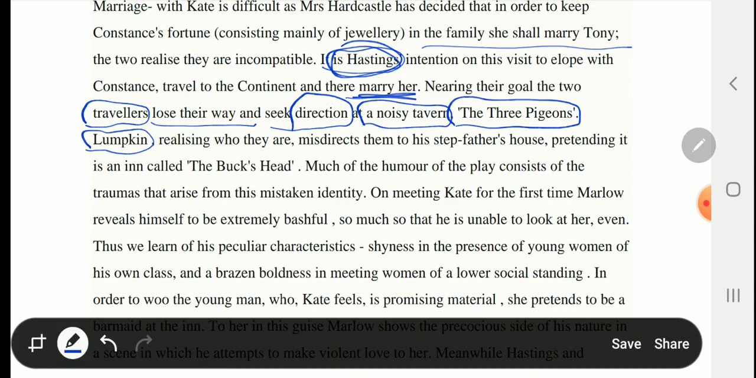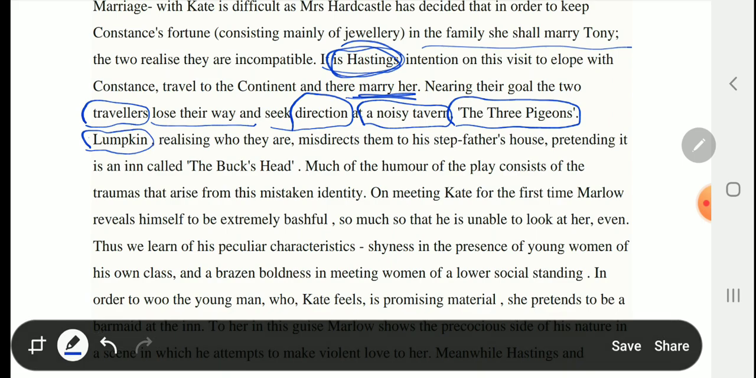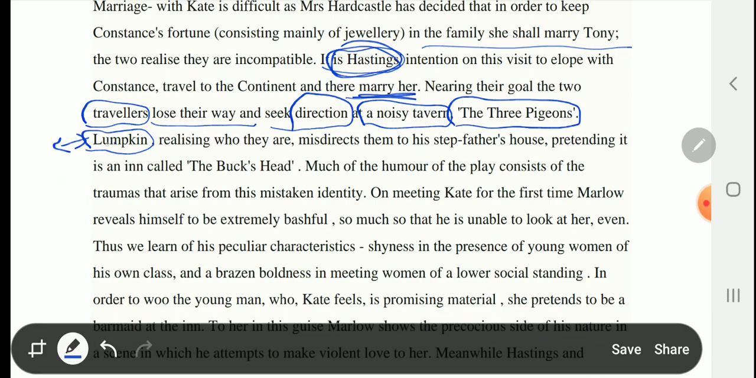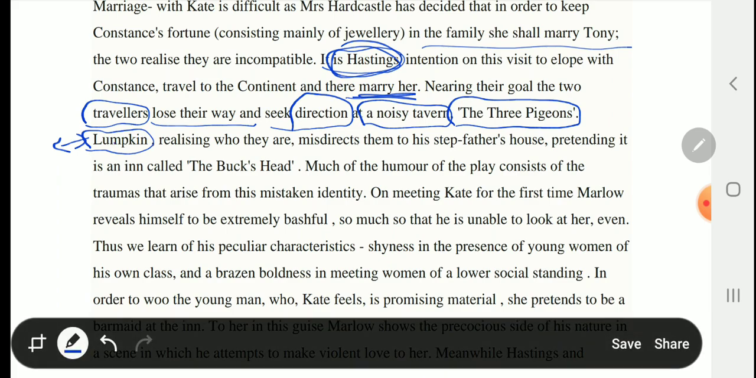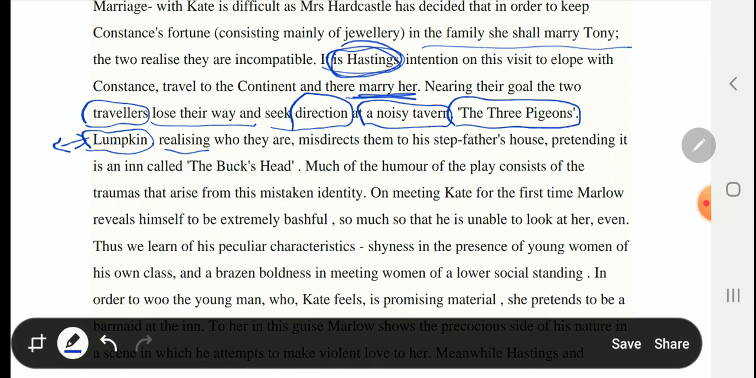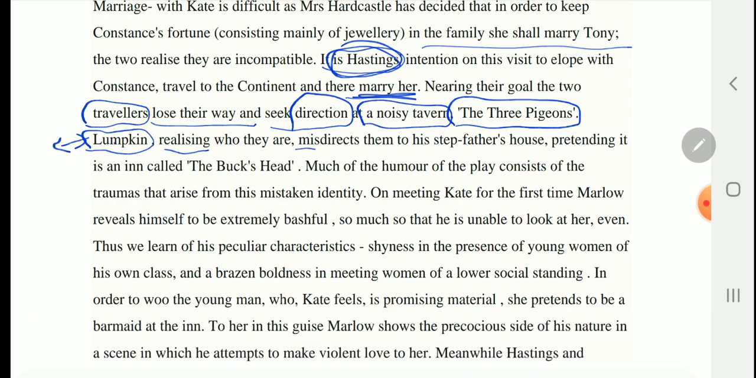As I've already informed you, Mr. Hardcastle was expecting Marlowe to come, and even the whole family. So Tony also expected two people to come to his house because he lives in Mr. Hardcastle's house. When they came inside the inn, he realized that both of them were Marlowe and Hastings. So what he did, he misdirects them to the house, and he pretends that this house is an inn called the Buck's Head.